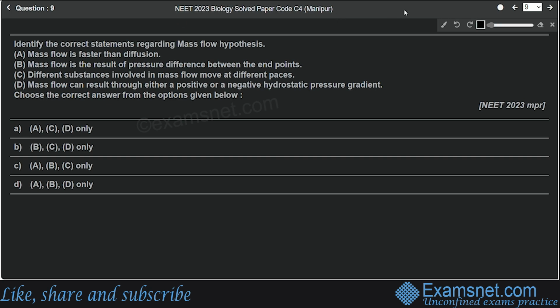Question number 9 is from the chapter Transport in Plants, and the question is: identify the correct statements regarding the mass flow hypothesis. So the first statement says mass flow is faster than diffusion. Yes, this is a correct statement. Okay, because we know that mass flow depends on the pressure difference or the pressure gradient, right?